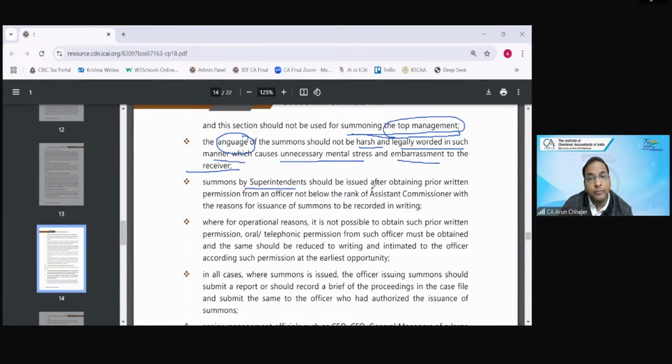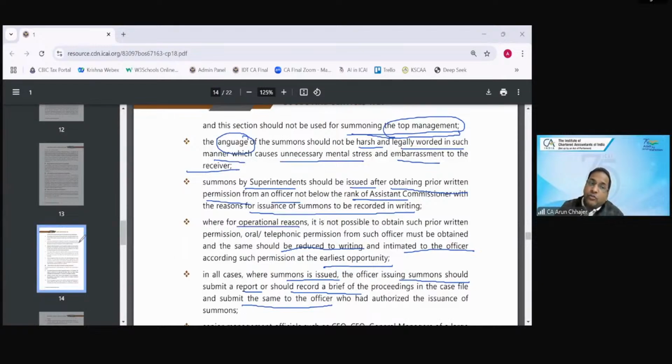Summon by the superintendent should be issued after obtaining the written permission from an officer not below the rank of assistant commissioner, with the reason for issuance of the summon to be recorded in writing. Where for operational reasons it is not possible to obtain prior written permission, oral or telephonic permission from such officer must be obtained, and the same shall be reduced to writing and intimated to the officer at the earliest opportunity. In all cases, once the summon is issued, the officer issuing the summon should record the brief and submit the same to the officer who has authorized the issuance of the summon.